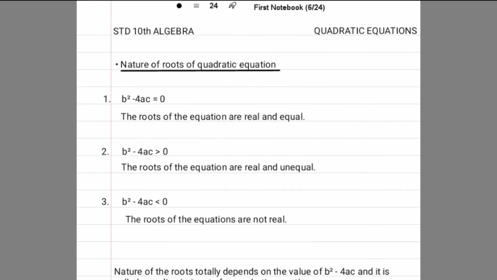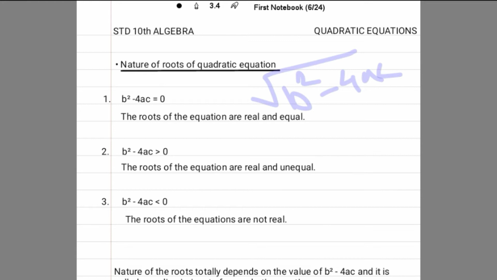The topic is nature of roots of a quadratic equation. In the previous question we just found the value of b square minus 4ac. Now everything in this topic is based on that b square minus 4ac. Why? Because that value comes under a square root, right? So according to that value we are going to decide the nature of the roots of that equation. Whether it is 0, less than 0, or greater than 0, it will tell us the nature of the roots.